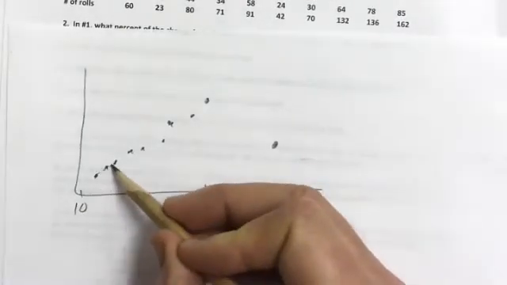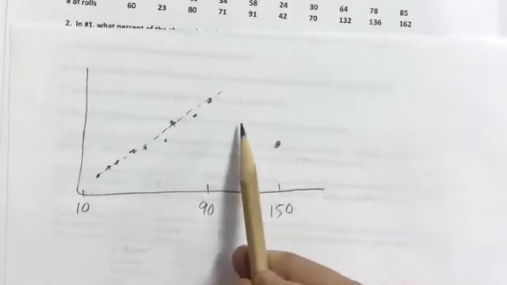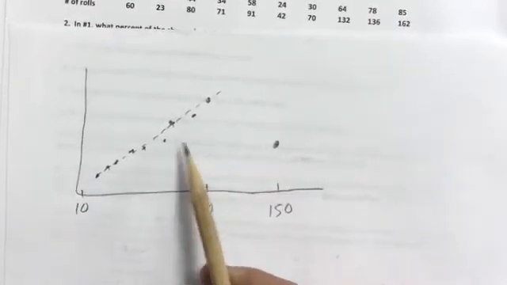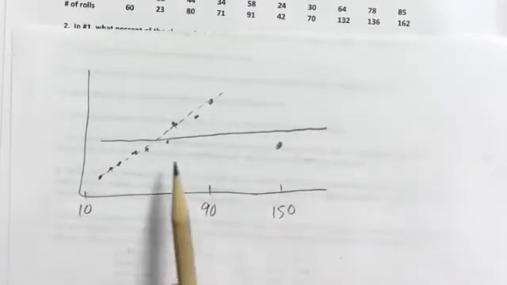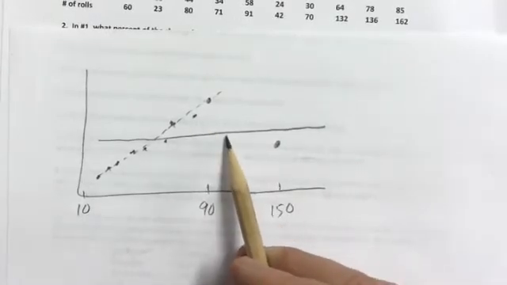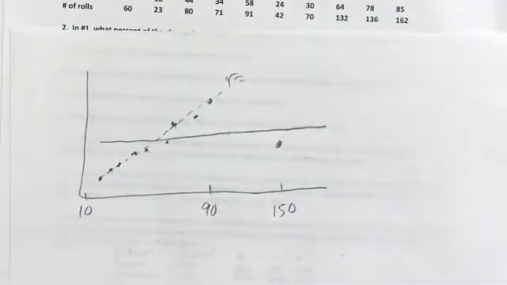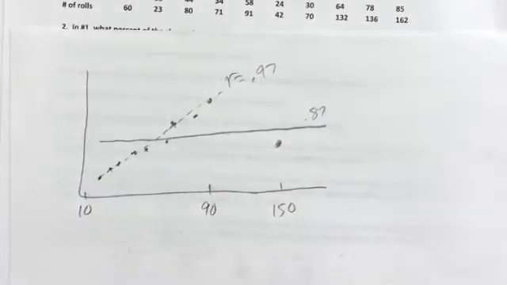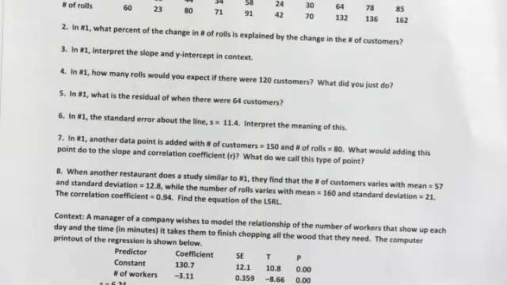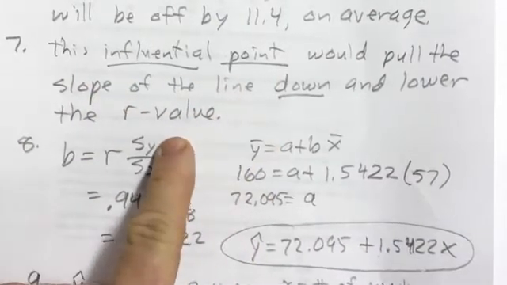The line was a very good predictor, as we have discussed. But this influential point, because it differs a lot in the X direction, exerts more force than the other points. It's like someone with a long lever. It's going to yank the line down to it, so it's going to greatly affect the line. In this case, it's going to greatly lower the slope. And the R value, which is about 0.97, would be knocked down to possibly the 0.8s. So both the slope and R would go way down. This influential point would pull the slope of the line down and lower the R value.